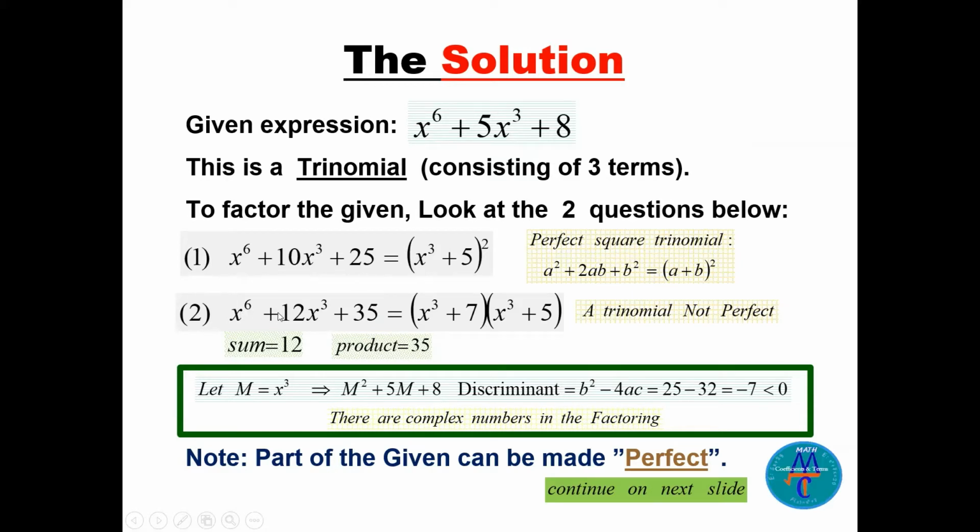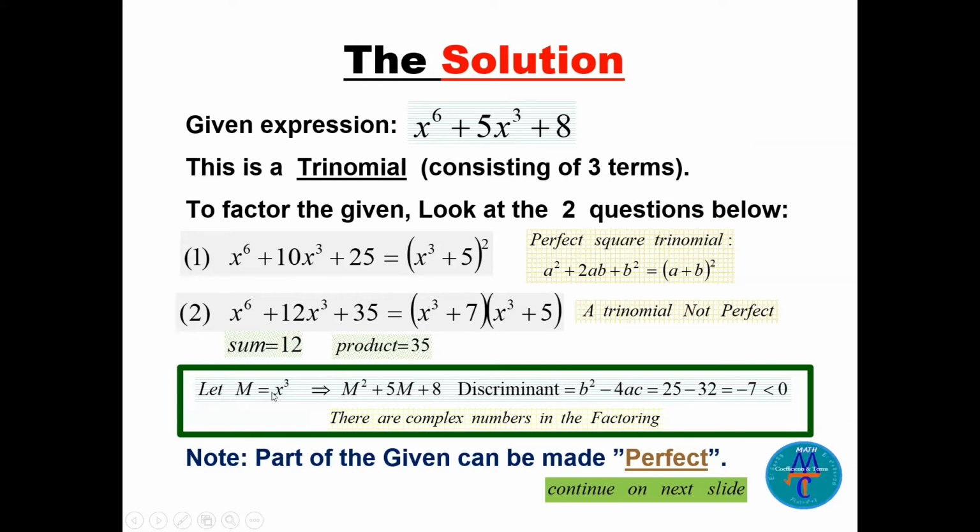Now, we have also 3 terms here, x to the power 6 plus 12x cubed plus 35. The sum here is 12 in the middle, and the product is 35. So we can factor it as the product of 2 binomials. So this is a trinomial here, not perfect.